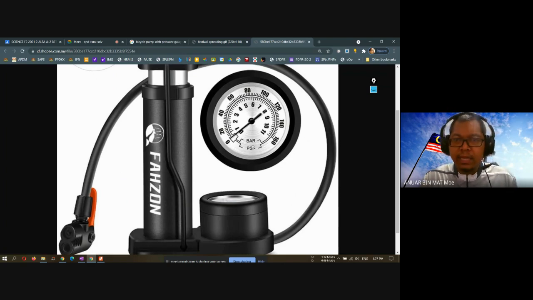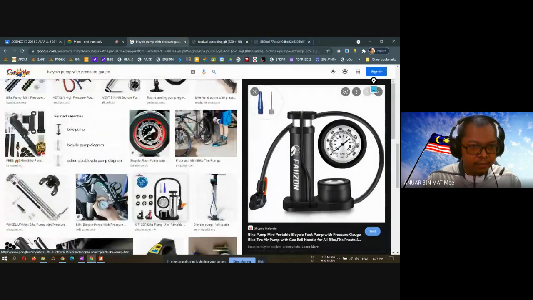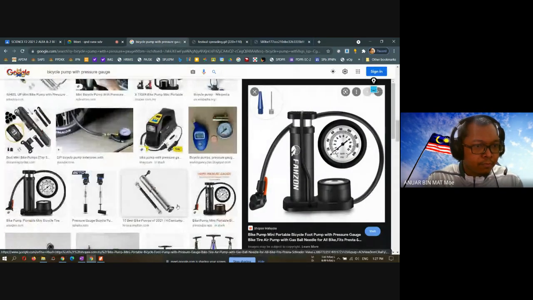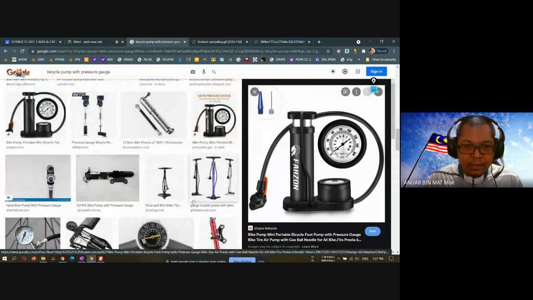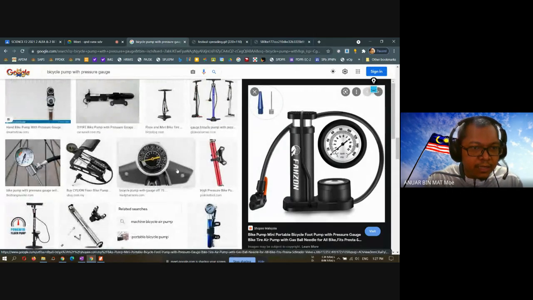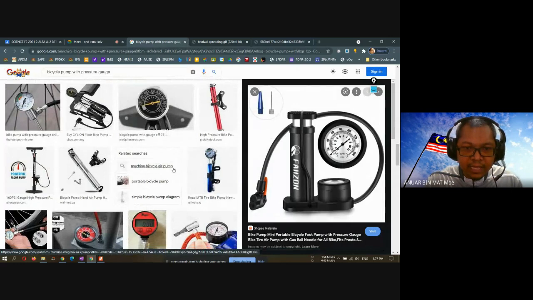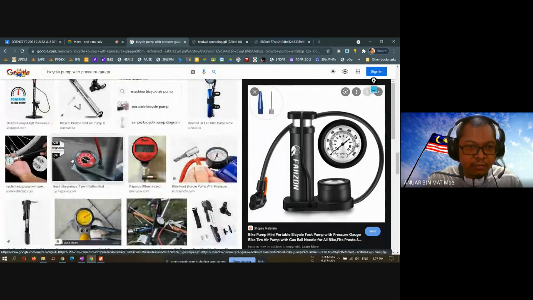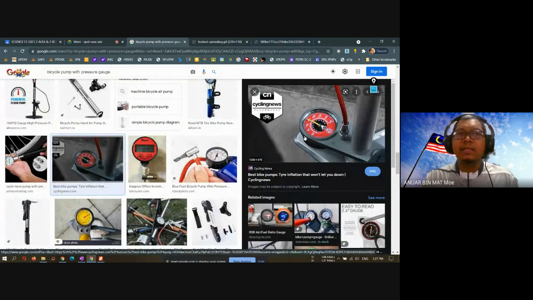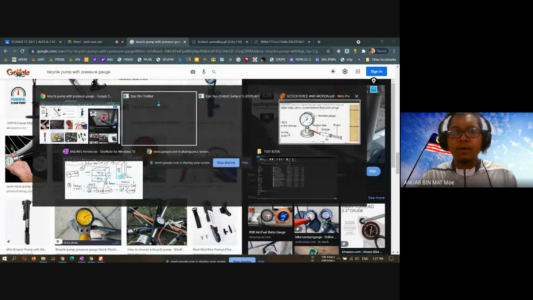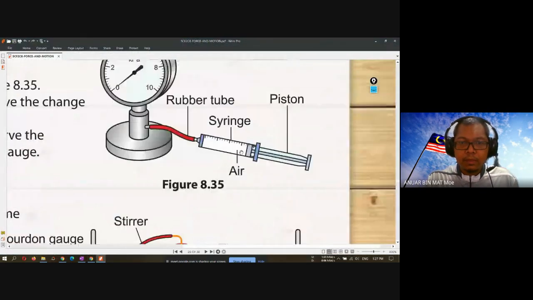Okay, this is an example of a Bourdon gauge here. Okay, what else? This one also got a bicycle pump with a gauge, this one also. Okay, this is the Bourdon gauge lah. Okay, next.